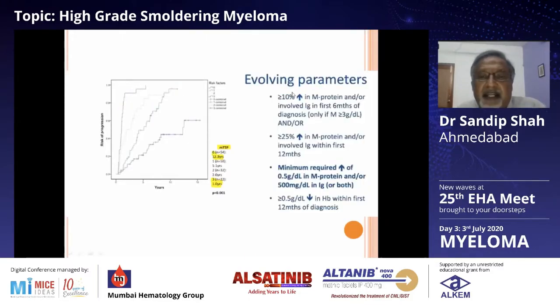These are again evolving parameters showing that if there is a 10% increase in M protein within the first 6 months, or a 25% increase in M protein within the first 12 months, or a 0.5 gram hemoglobin reduction in the patient, and if these factors are present, then the patient has a faster risk of progression to myeloma.